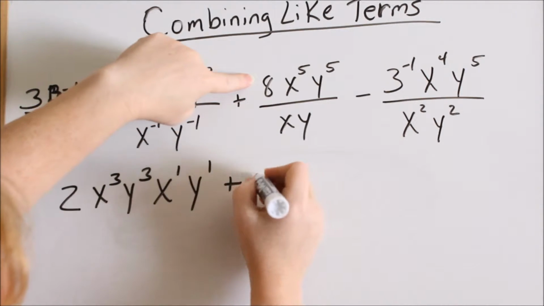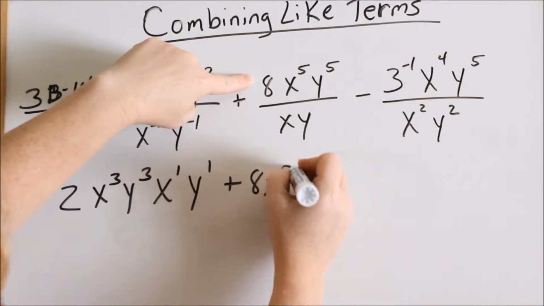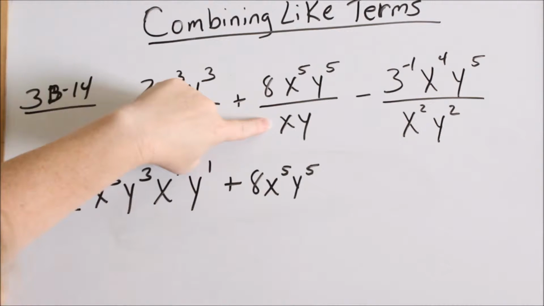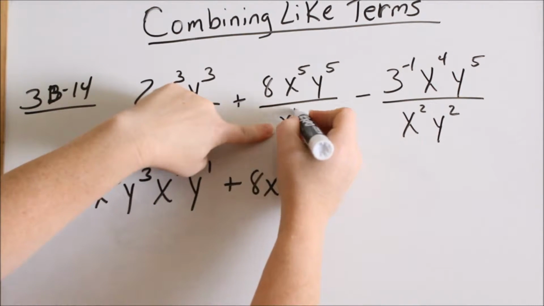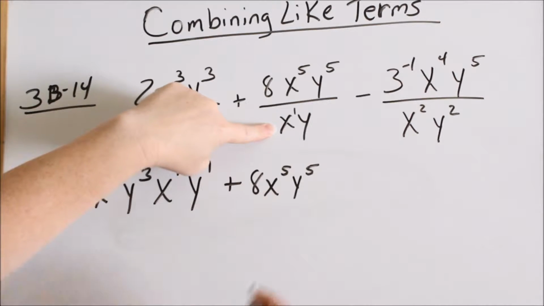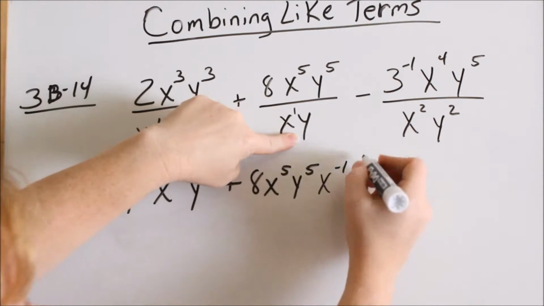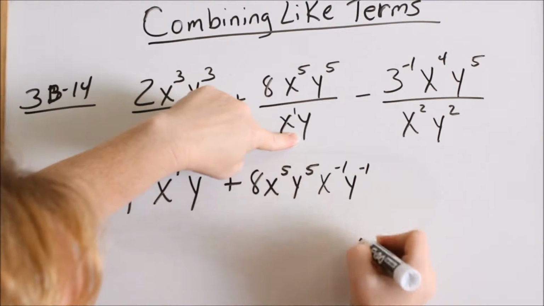I'm going to rewrite my numerator, 8, x to the 5th, y to the 5th. Now I want to move all of this up to the top. So if I move this up to the top, right now what exponent is on my x? A 1. So if I move it to the numerator, it now needs to become a negative 1. Change the sign of your exponent. This y is also an exponent of 1. If I move it to the numerator, it becomes a negative 1.